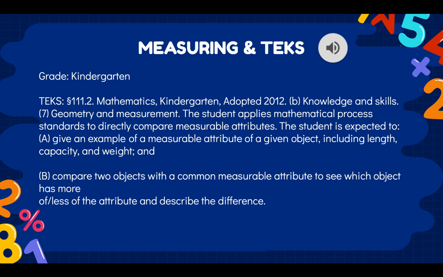The targeted grade for our 3-act task is kindergarten. The TEK states that for geometry and measurement, the student applies mathematical process standards to directly compare measurable attributes. The student is expected to give an example of a measurable attribute of a given object, including length, capacity, and weight, and compare two objects with the common measurable attribute to see which object has more of or less of the attribute and describe the difference.